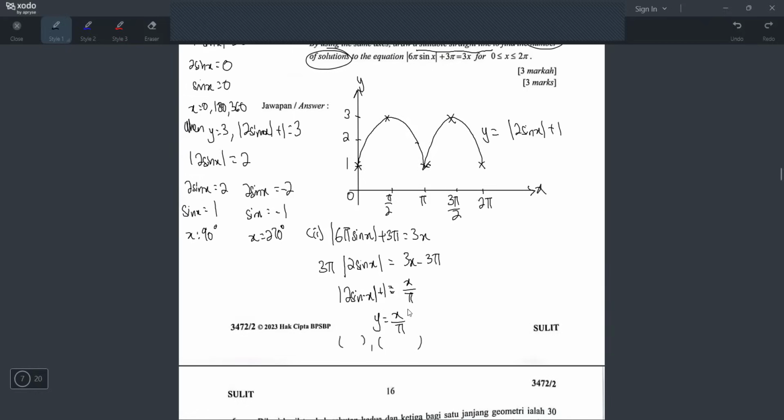Okay, let's use x equals 0. If x equals 0, 0 divided by pi will be 0. So the first point of the line is 0, 0. And we can use another point. Let's use 2 pi maybe. Because if my x is 2 pi, my y will be 2. So this is 2 pi, this is 2, right?